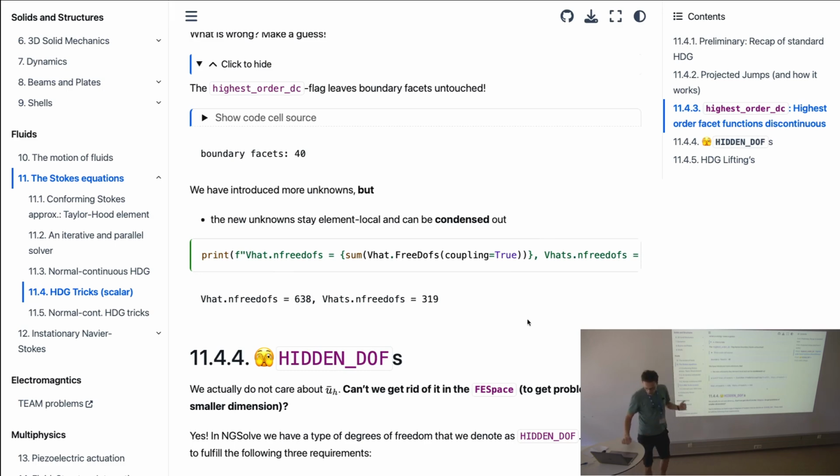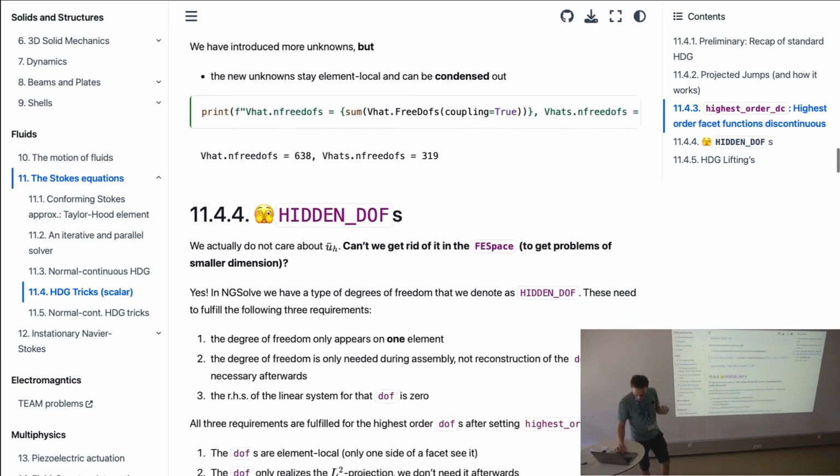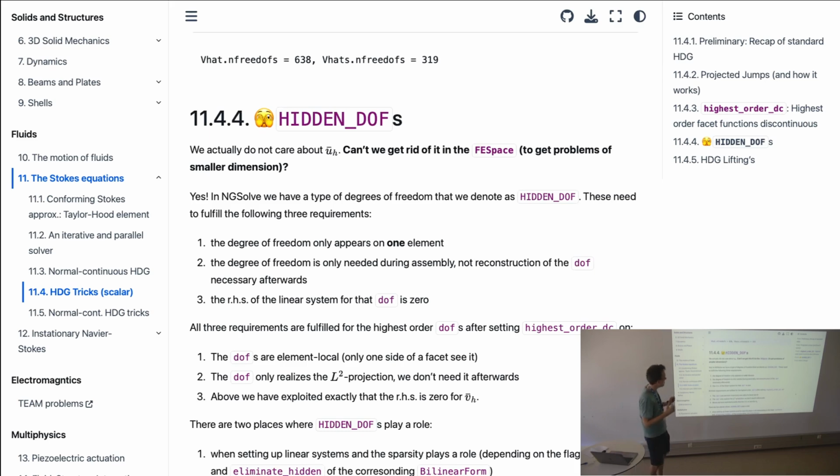Okay, so this is the one thing. This is giving you actually more or less the same qualitative results. There's the next thing, hidden DOFs.